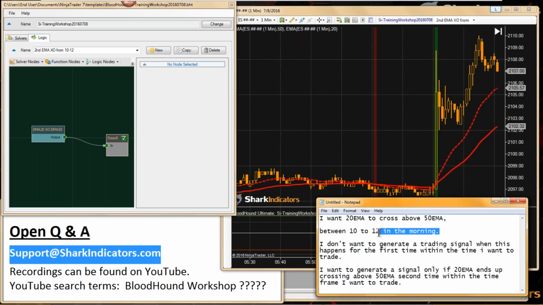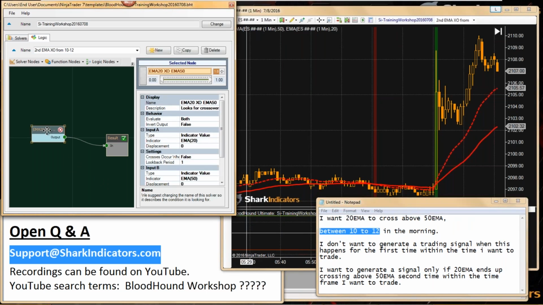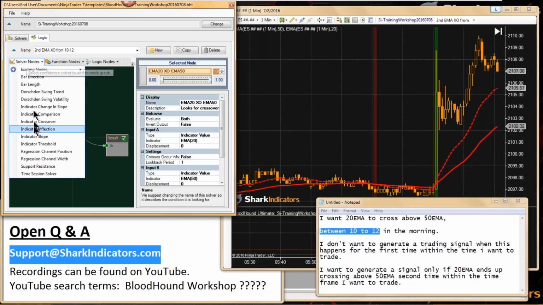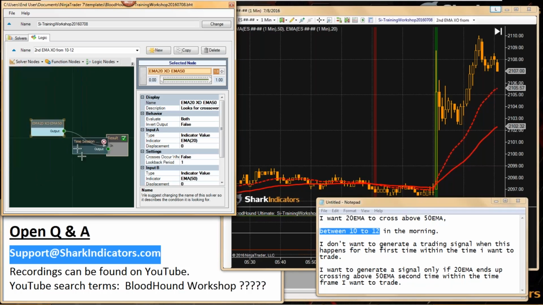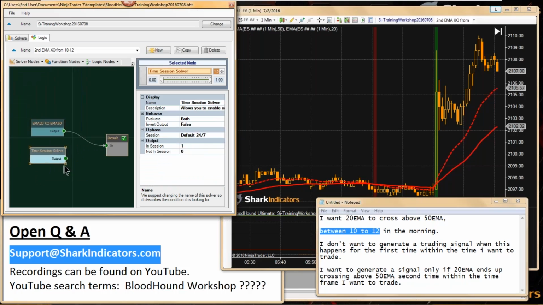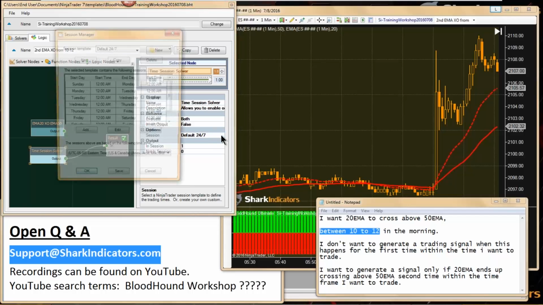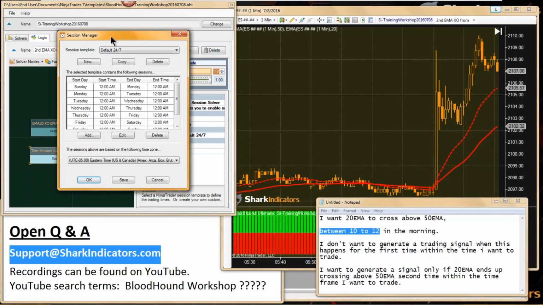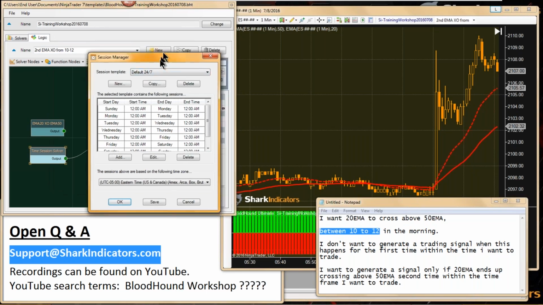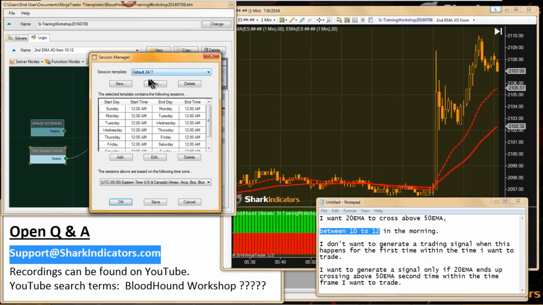Okay, now we're only interested in these crossovers between 10 and 12 in the morning. All right, so let's grab a time solver next. And we'll plug that in. All right, so now we're going to make ourselves a custom session template here. All right, so this is a NinjaTrader session that we're going to make. All right, so this is NinjaTrader's session manager.